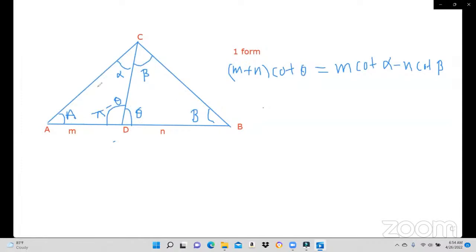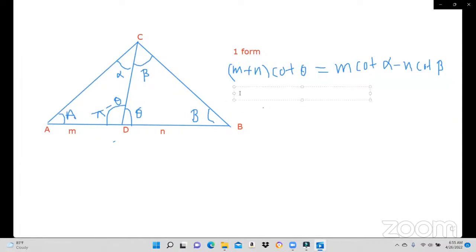This M is on the other side. Because this M is on the other side, it is M cot alpha, minus the angle which is in the same location, N cot beta. So M plus N cot theta equals M cot alpha minus N cot beta. That is the first form.